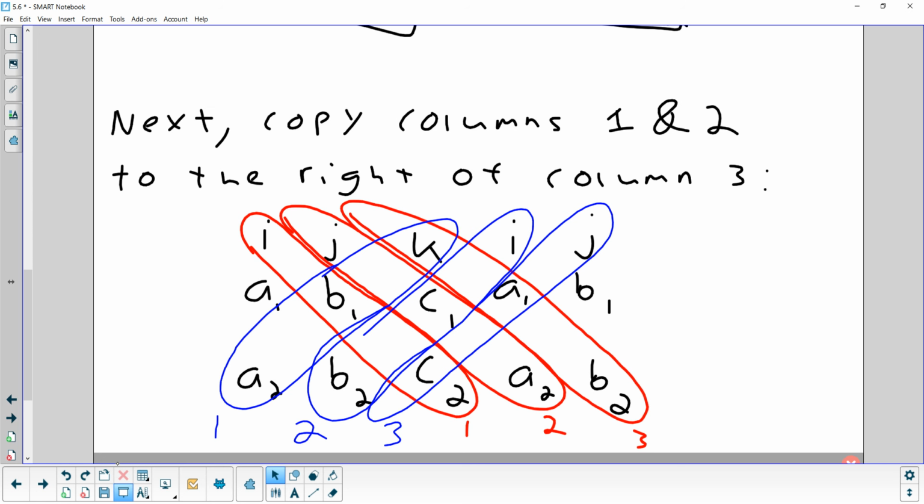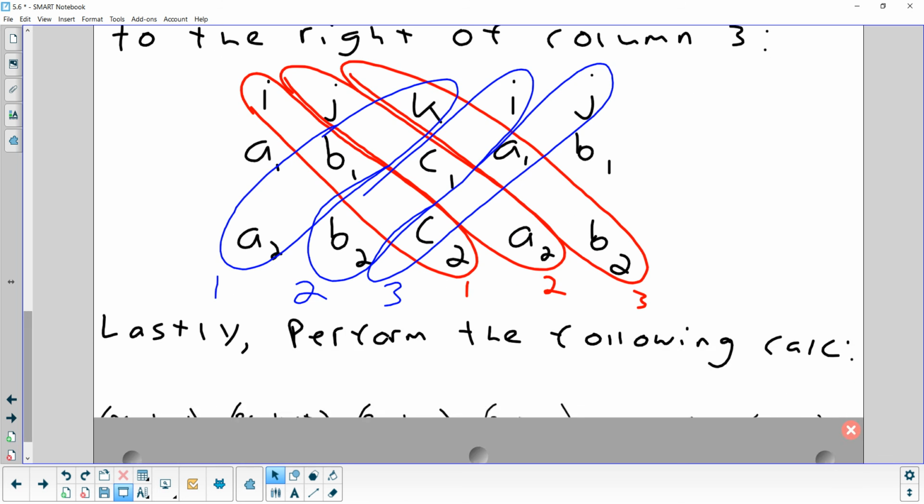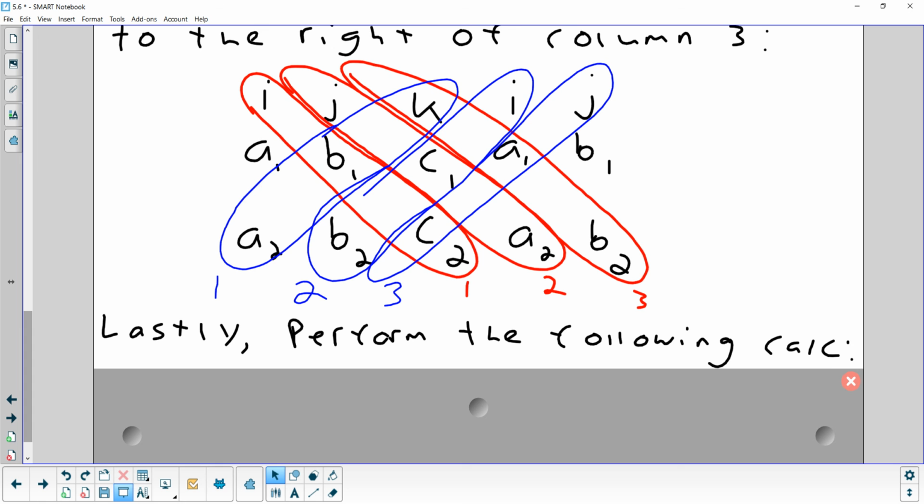Just to name them, if you don't have different colors, I guess you could just name them diagonal 1, 2, 3, 4, 5, 6. I don't know why I use different colors. And the final answer to a cross product is to use this diagram and write something down from it. What we're going to write down are products. We're going to multiply some things together. What we're going to multiply together are the things on the diagonals.